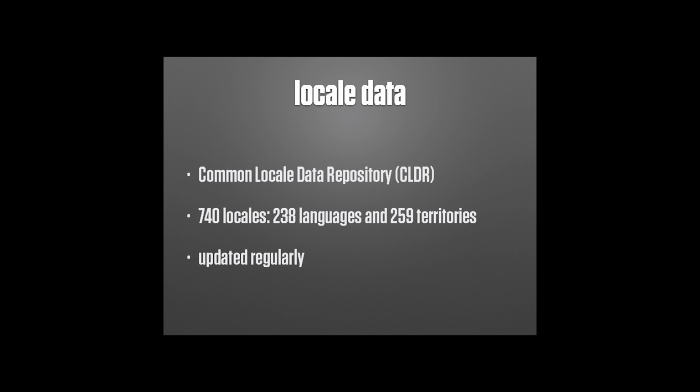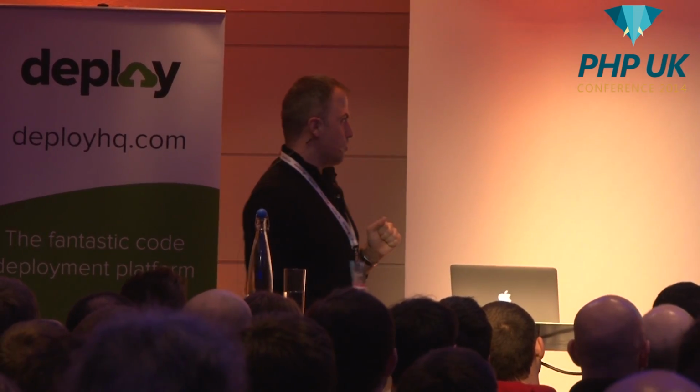Now, in order to have good localization, you need good locale data. And you really don't want to do it on your own. So there's this awesome project called Common Locale Data Repository, which is run by the Unicode Consortium. And they do regular releases. They gather all this locale data, they proof it, they test it, and then give it to you to use. Latest count, I think they have 740 locales, 238 languages, 259 territories.